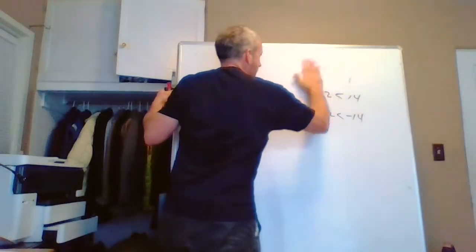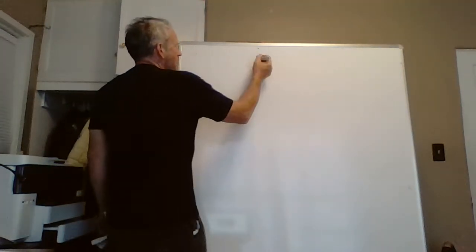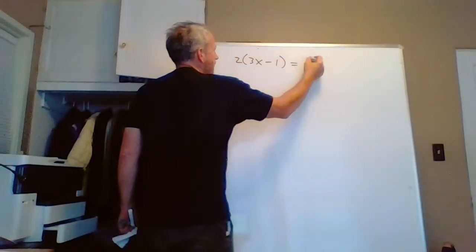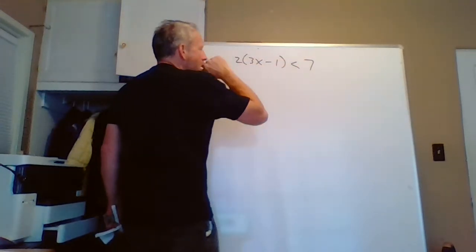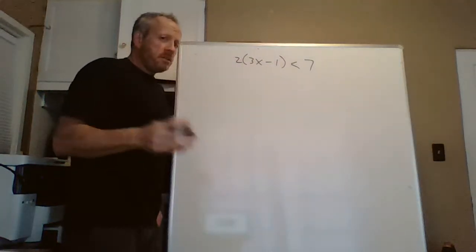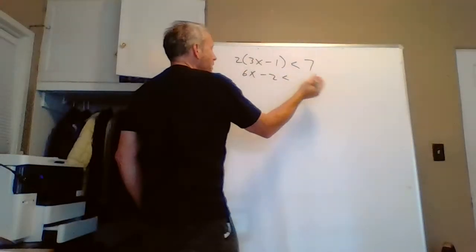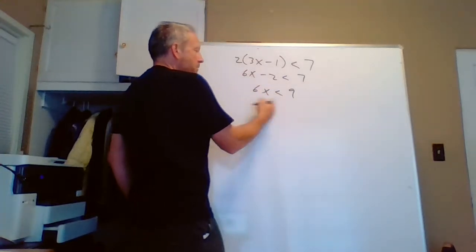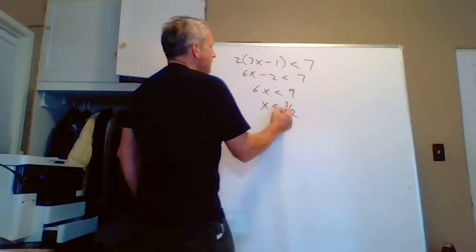Now, let me do another example and talk about the next issue with inequalities, because there is another issue that does not per se come up with equations. Let's say we had 2 times 3x minus 1 is less than 7. I'm going to solve this exactly as if that was an equal sign. So I would do the distributive rule. Let's add 2 to both sides. x is less than 9. We'll divide both sides by 6. Of course, always reduce. x is less than 3 halves.